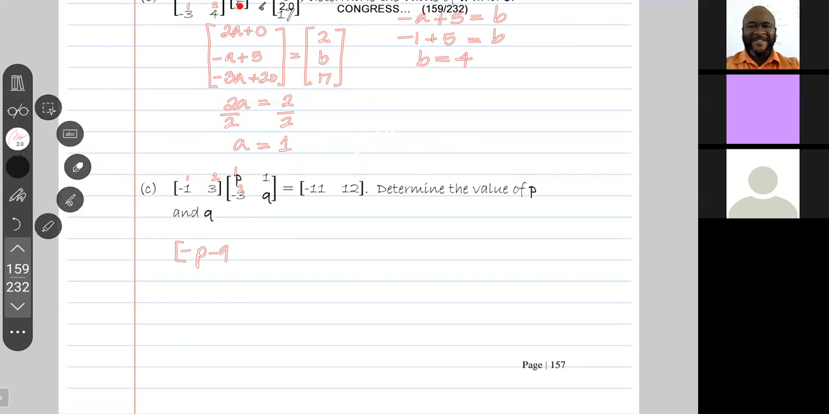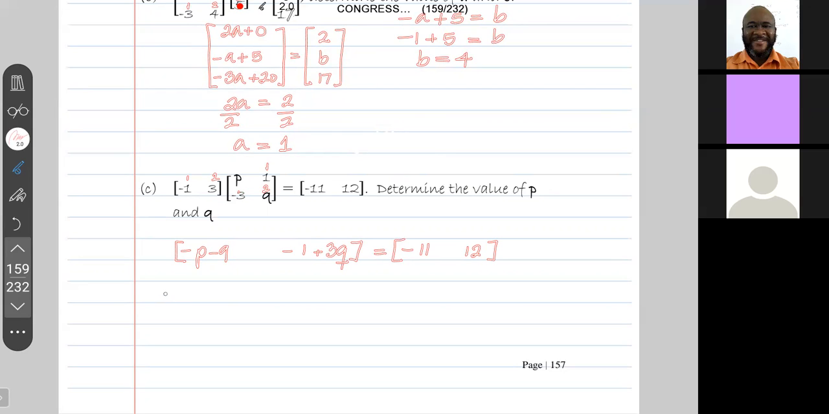Then I'm going to multiply the same one row by the right column. Minus 1 times 1 is minus 1. 3 times Q is 3Q. And this, we're told, is equal to minus 11, 12. So these two row matrices are equal. They are both 1 by 2 matrices. And if two matrices are equal, corresponding elements are equal.